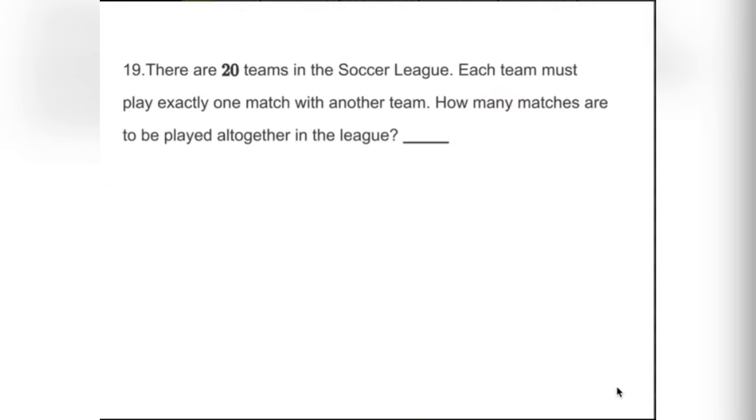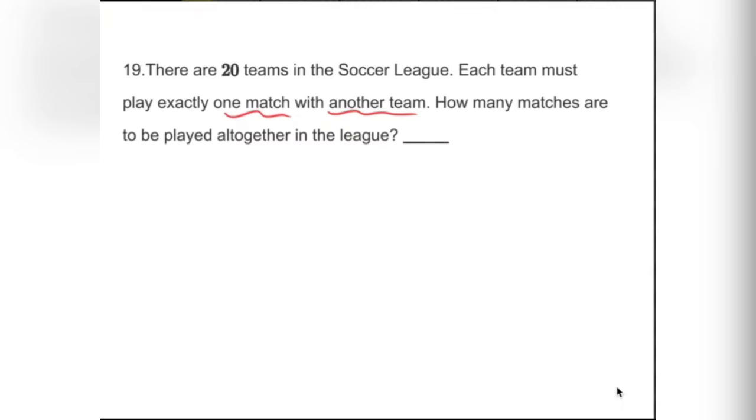Okay, next one, question 19. Well, question 19 is super easy. There are 20 teams in the soccer league. Each team must play exactly 1 match with every other team. How many matches are to be played altogether in the league? If you are playing the game, of course you cannot play with yourself, right? You must play with other teams.